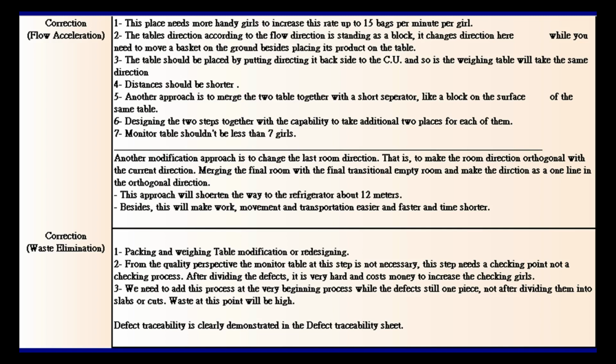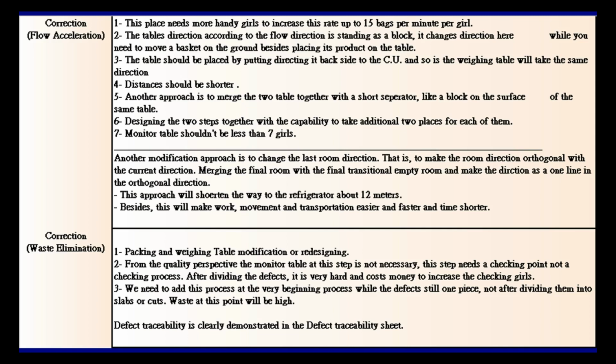Another modification approach is to change the last room direction. That is, to make the room direction orthogonal to the current direction, merging the final room with the final transitional empty room and making the direction one line in the orthogonal direction. This approach will shorten the way to the refrigerator by about 12 meters. Besides, this will make work, movement and transportation easier and faster and time shorter.